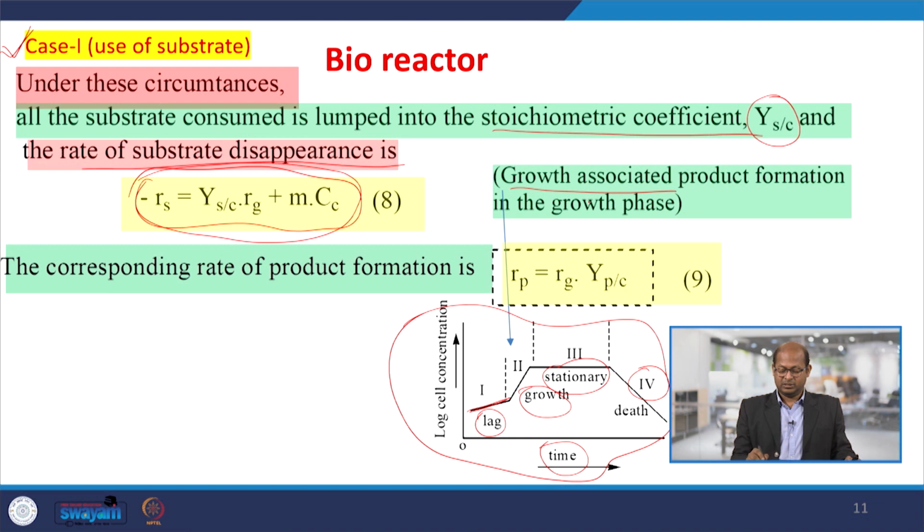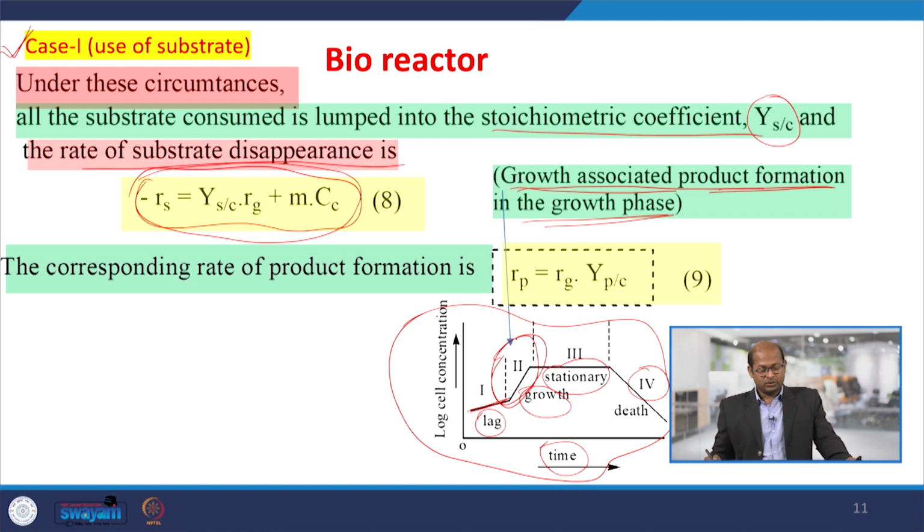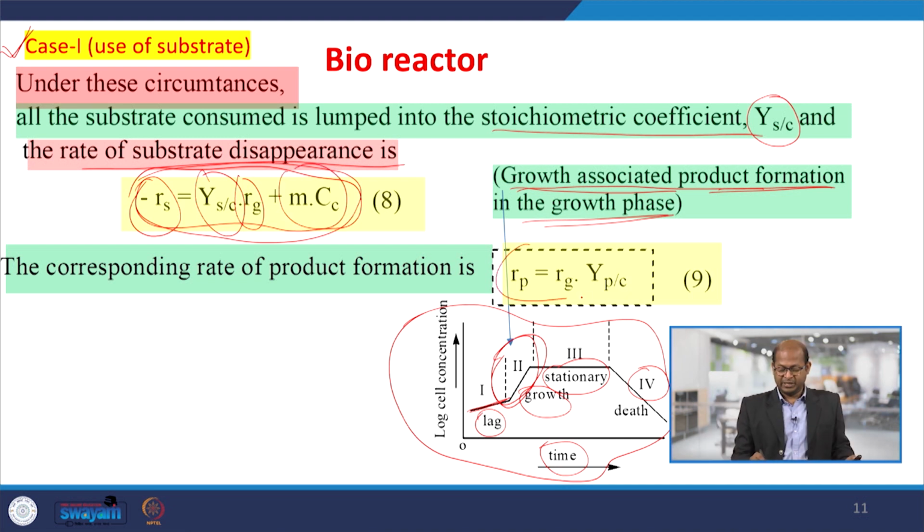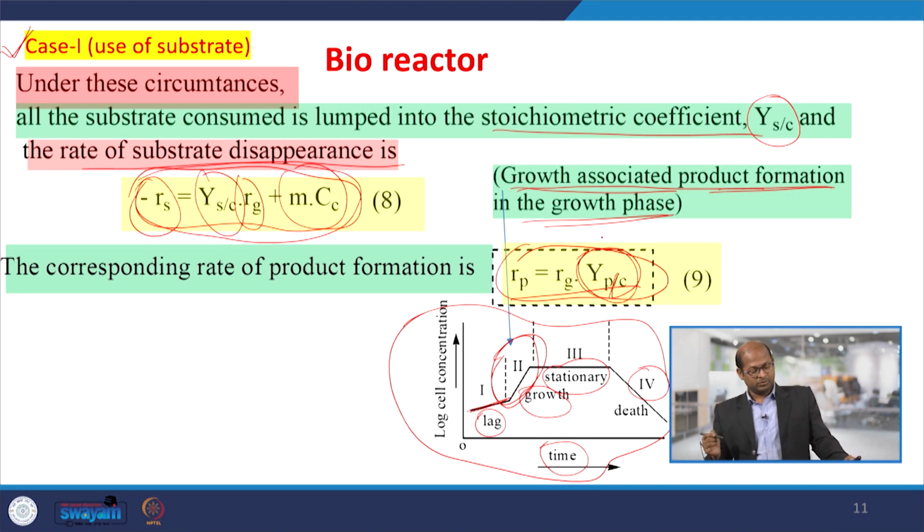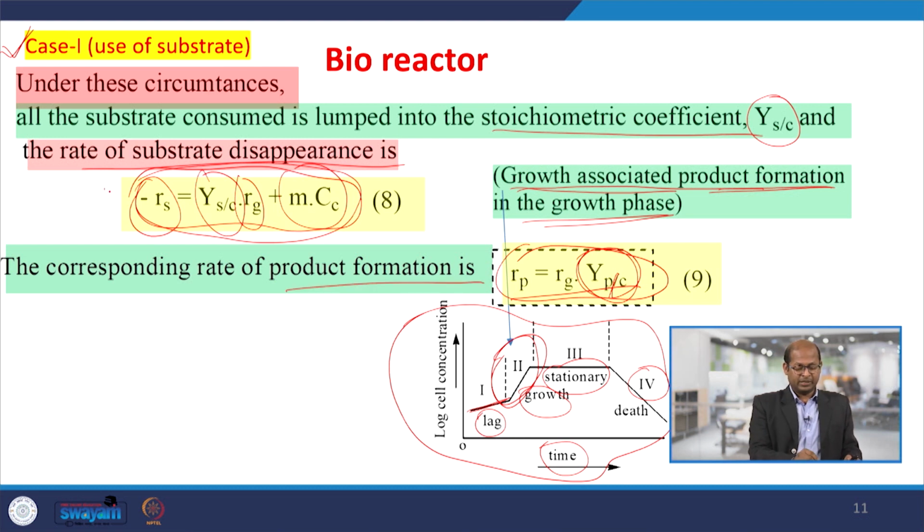So, here it is the growth associated product formation. Growth associated product formation occurs where exponential growth is there. If we express the rate of substrate disappearance, minus Rs equals the yield coefficient YSC into Rg plus m Cc, and the corresponding rate of product formation is Rp equals Rg into YPC, that way we can write. Okay. So the rate of product formation and the rate of substrate consumption we can write this way.